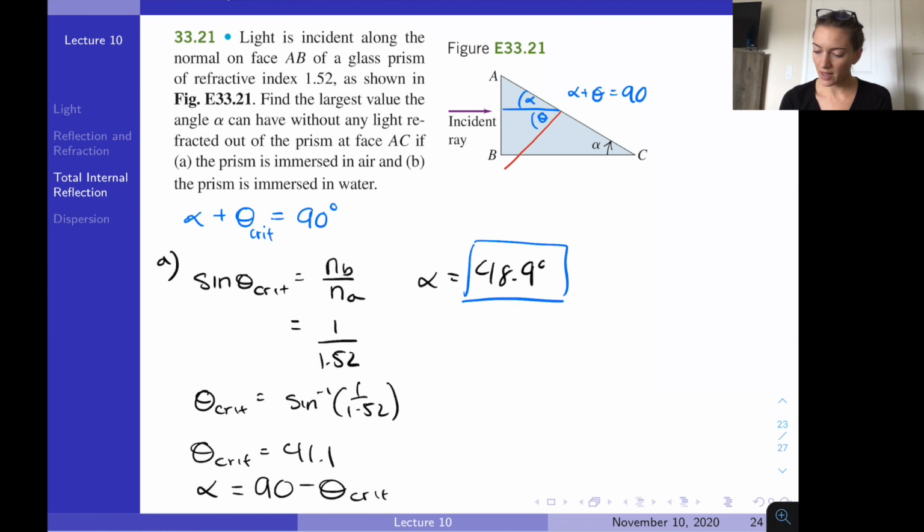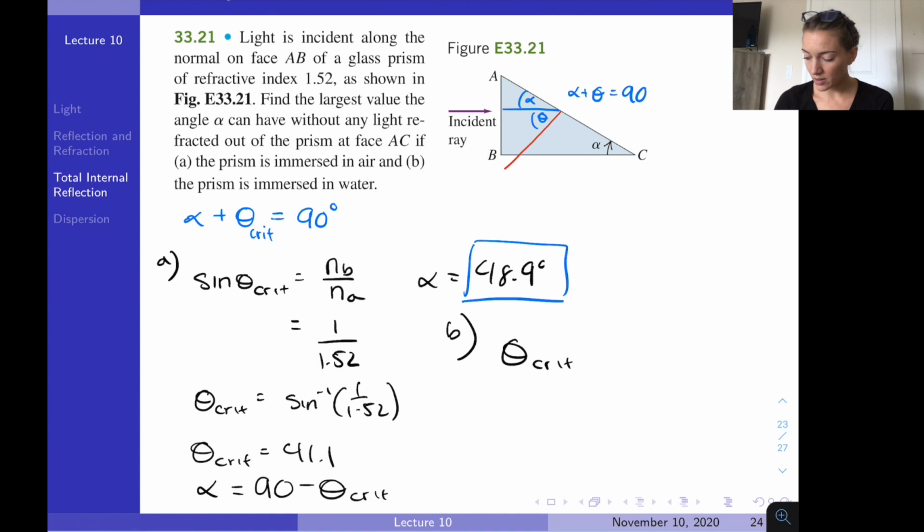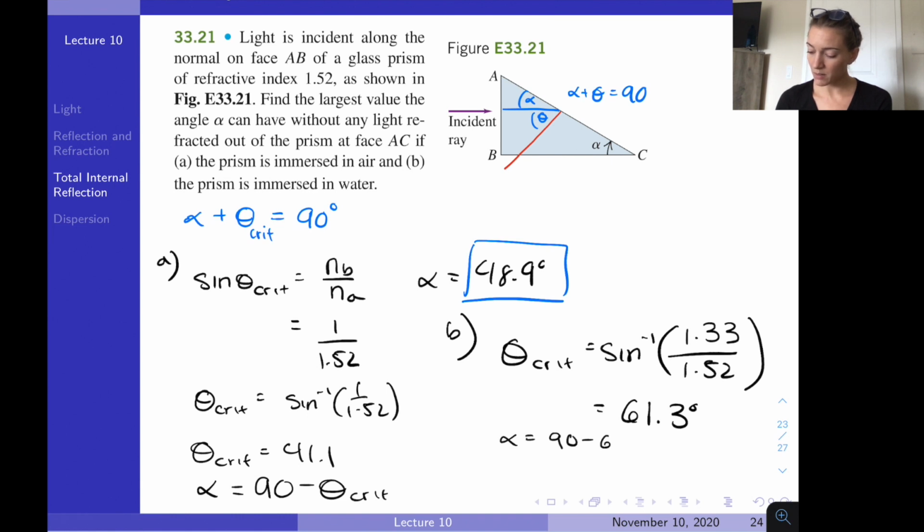And now we can do the exact same thing if this prism is immersed in water. We're going to start off with the same equation, but now our NB is that of water, not of air. So it's going to be 1.33, which is still less than the index of refraction of glass, so total internal reflection can still occur, but we're going to have 1.33 here instead of 1.52. So for part B, the critical angle is equal to sine inverse of the index of refraction of water divided by the index of refraction of glass. And we get that the critical angle is now 61.3, so it's much bigger. And then again, alpha is equal to 90 minus 61.3, and now we get that alpha is equal to 28.7 degrees.